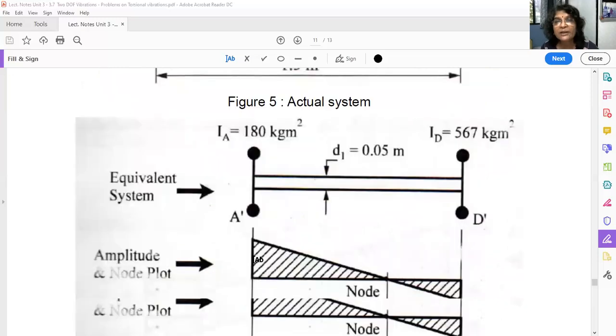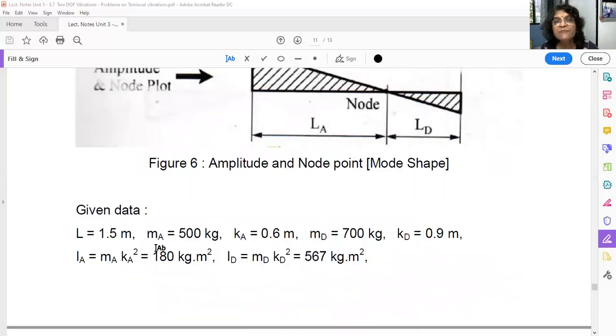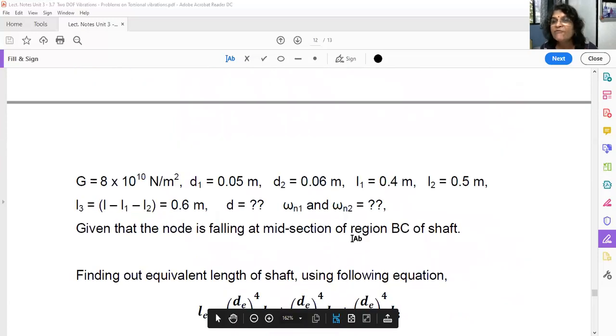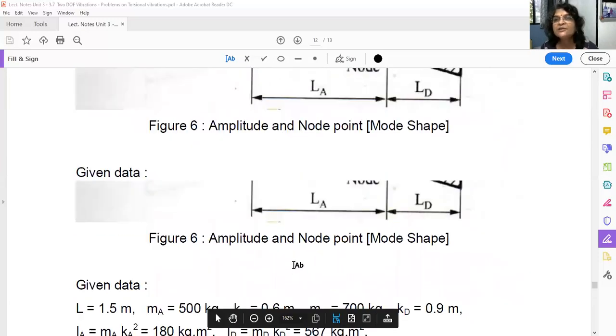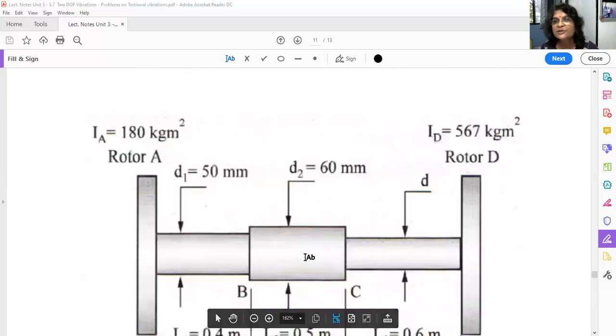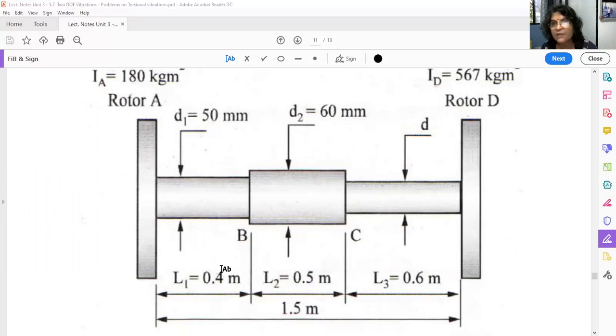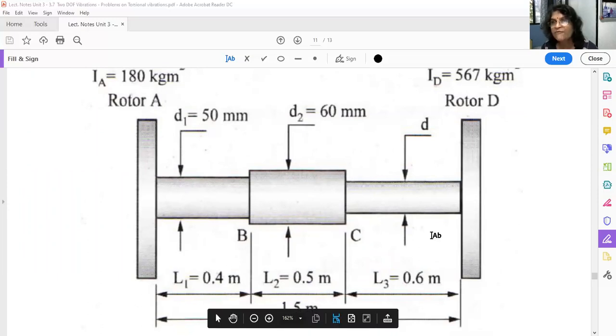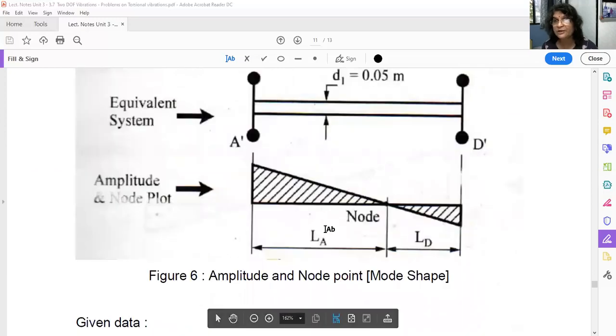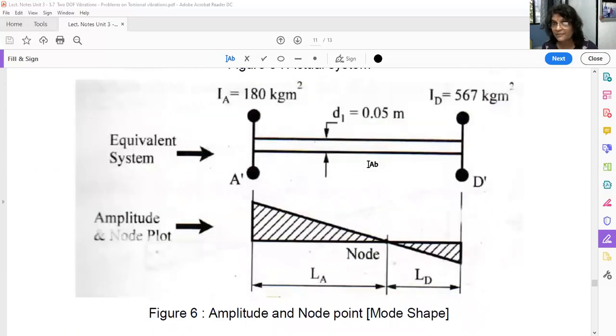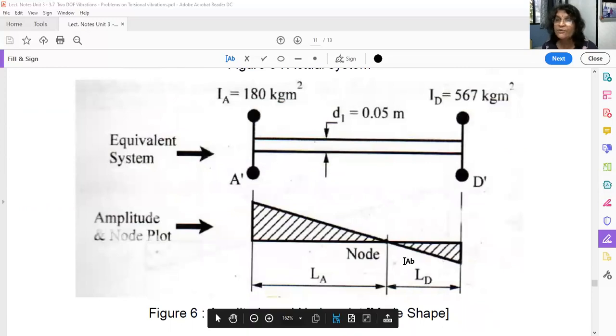Your node point, see here, is given as falling at the mid section of region BC of the shaft. This is your region BC, of length 0.5 meter. So the node point lies here. That means from A, in the actual system, it is 0.4 plus 0.25. Or from rotor D, it is 0.6 plus 0.25. In the actual system, we don't know about the equivalent. Now we have to follow the reverse procedure. So first you have to find out the equivalent length, then LA and LD, from the given node point now.